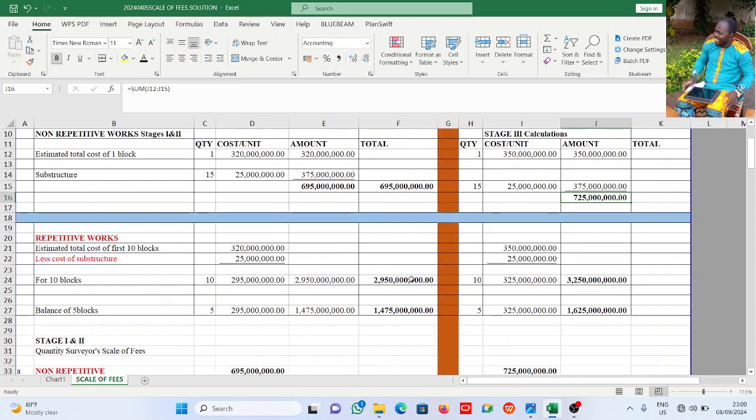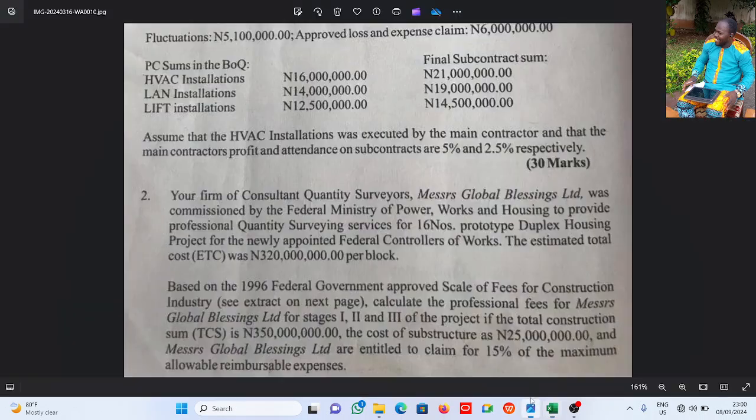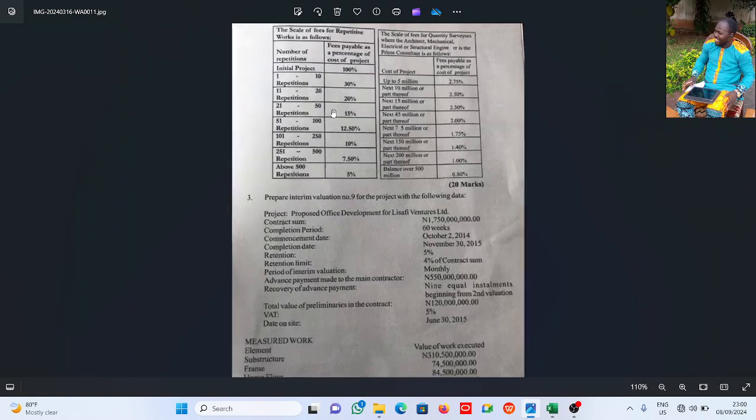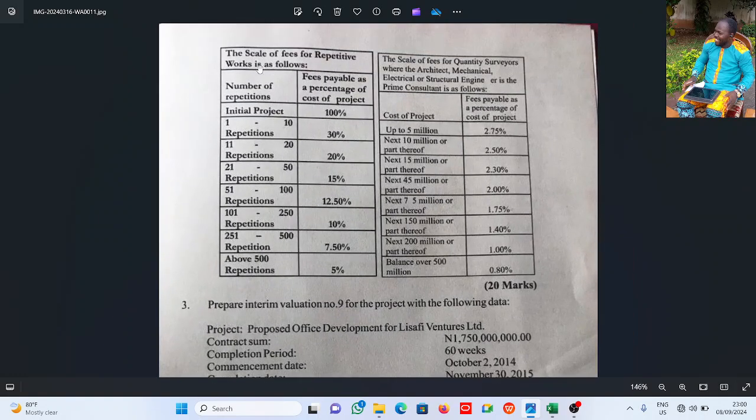Now, when it comes to repetitive works, the same thing we did is what we are going to do, but in a different form. Estimated total cost, because repetitive works deal with 1 to 10, then 10 to 20. Let me take us back to the question. See it here. For repetitive works, you have the first one, having done the initial project, which is 100. That is what we just did, the first block and the substructure, which are non-repetitive.